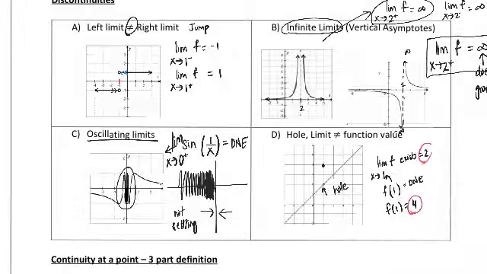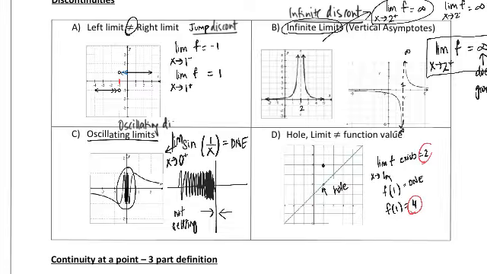They're called the jump discontinuity, an infinite. So let's write these down. This is a jump discontinuity. This is an infinite discontinuity. This one is called an oscillating discontinuity. And this last one here is really called a removable discontinuity, right?